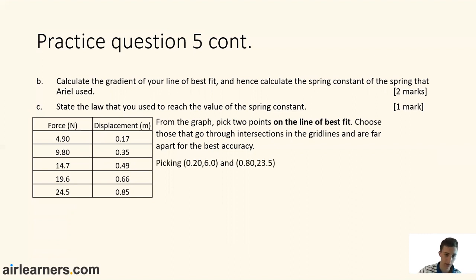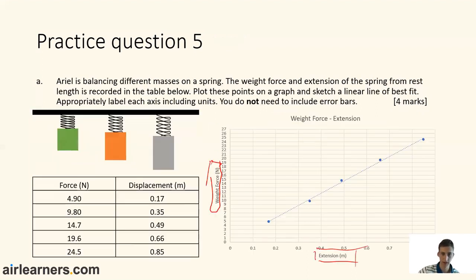So I'm going to pick 2 points, which are going to be 0.2 and 6, as well as 0.8 and 23.5. Now that is literally on the edge over here, so it's going to be that point there and that point there. There's not a whole lot more I can do in terms of spreading those points apart, because I also want them to go through grid lines, which gives me a really good understanding of what the value is at that particular point.